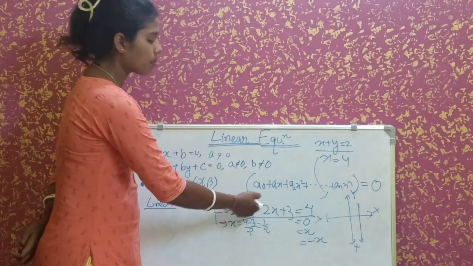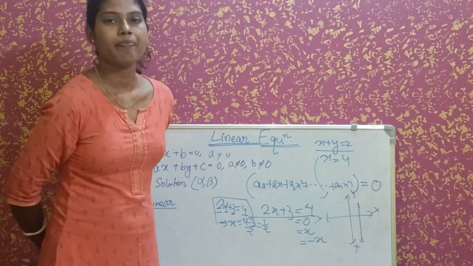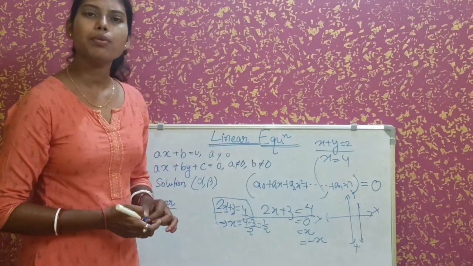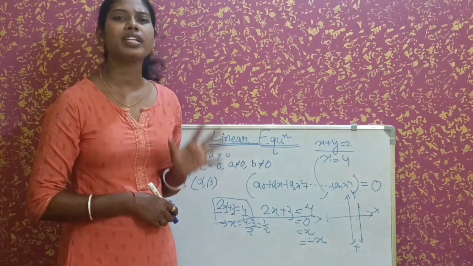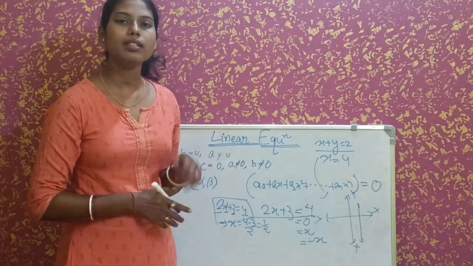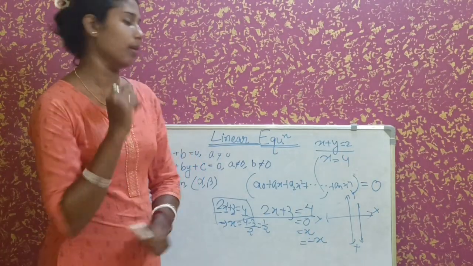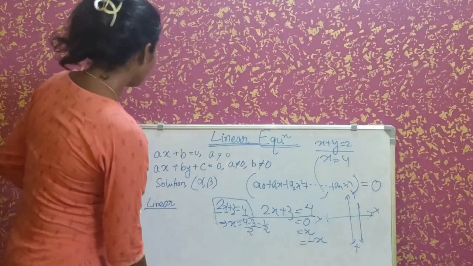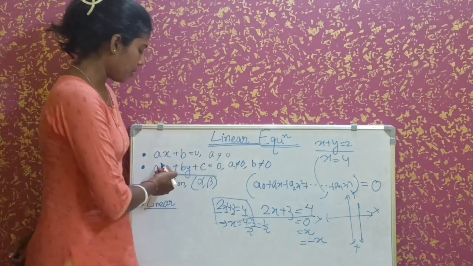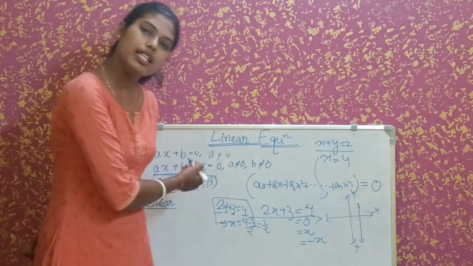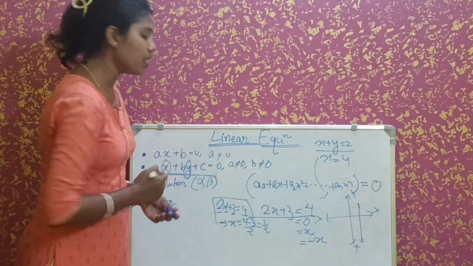Here I have taken 2x plus 3 equals 4, which is a single variable linear equation. जिसका एक ही रूट रहेगा, because there is only one variable x. So we will also get only one solution for that. Now if we have a linear equation of two variables, as for example this one, the general form is ax plus by plus c equals 0. Here we have two variables, x and y.